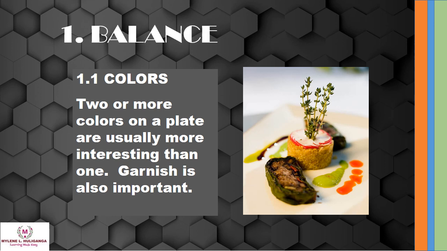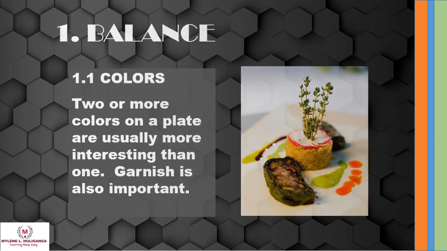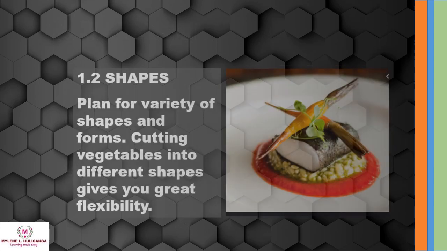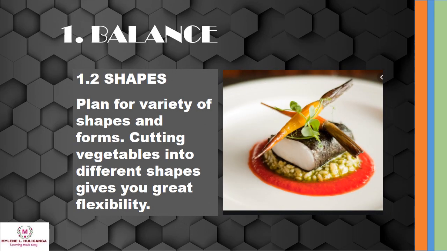First, the balance in colors. Two or more colors on a plate are usually more interesting than one. Garnish is also important. Next is the balance in shapes. Plan for a variety of shapes and forms. Cutting vegetables into different shapes gives you great flexibility.